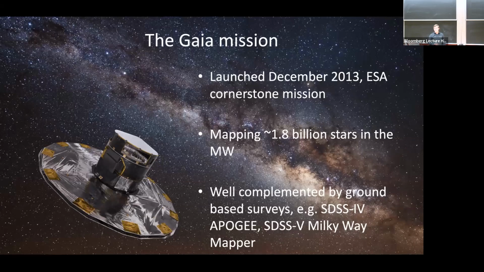It's doing way better than expected and somehow stayed on budget. It's primarily an astrometric mission, so it gives us positions on the sky, parallaxes, proper motions. So it's very well complemented by other ground-based surveys that give us spectroscopic information, such as more radial velocities or elemental abundances, such as from the SDSS missions, but many others.